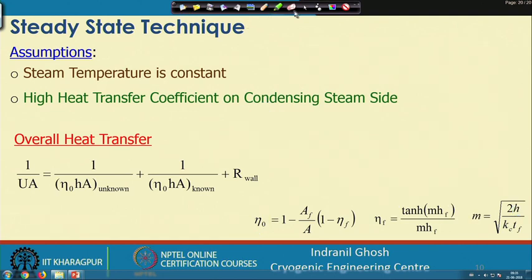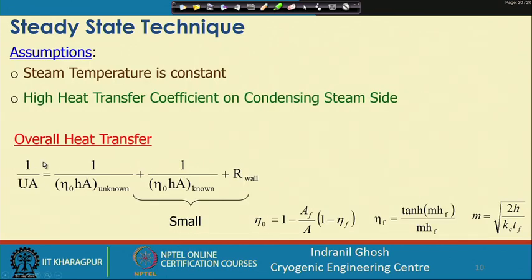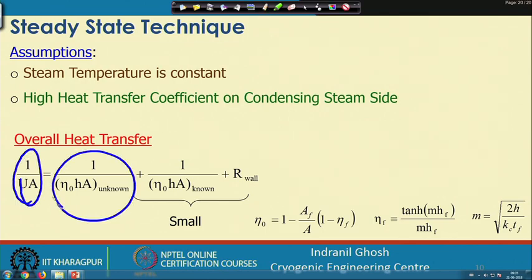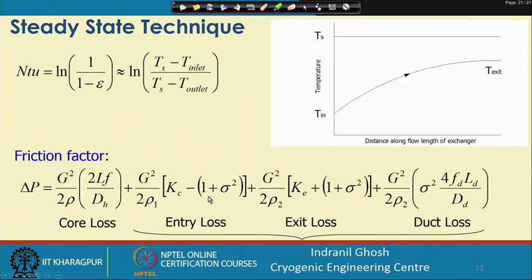As such, we have this equation where one side's heat transfer coefficient is known and the other side is not known. We try to calculate this 1 by UA experimentally, and then we try to find the heat transfer coefficient on the unknown side. Along with that we also have this relation, where NTU is related, particularly when we have a temperature profile like this. This is a condensing steam we are using, and we are assuming its temperature to be constant as per our previous assumption.